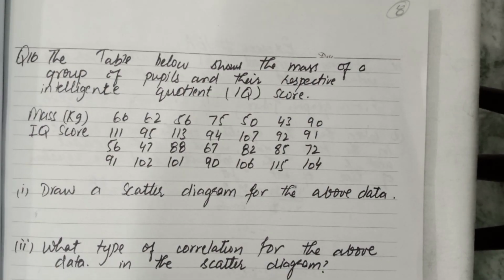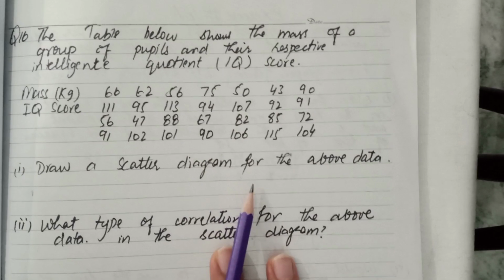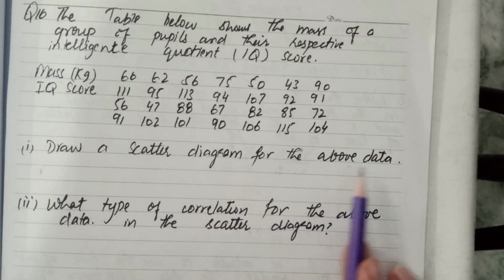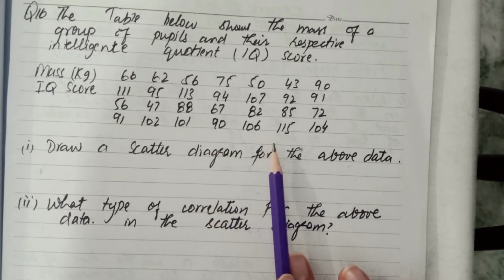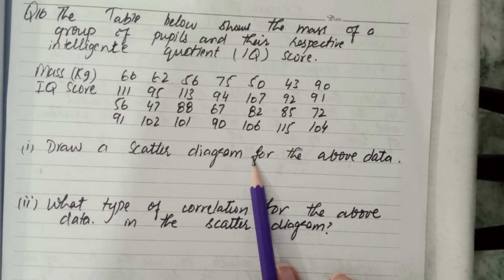Now, students, question number 16. The table below shows the mass of a group of people and their respective intelligence quotient IQ score. And this is the mass and this is the IQ score. Now, we have to draw a scatter diagram from the above data. We have to draw a scatter diagram in part number 1.